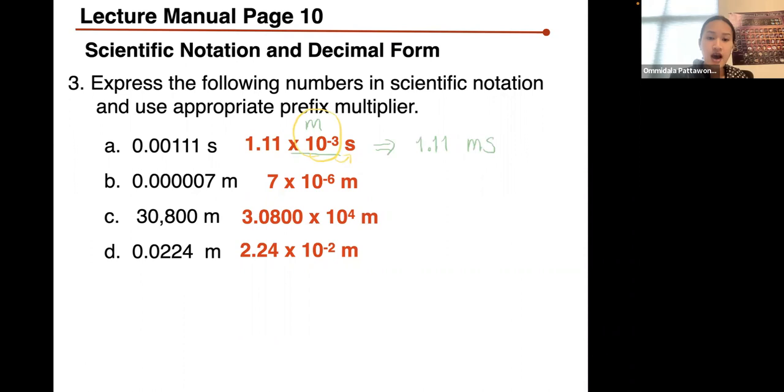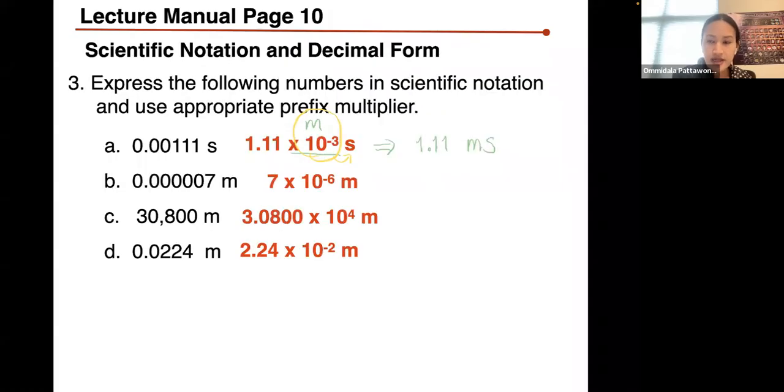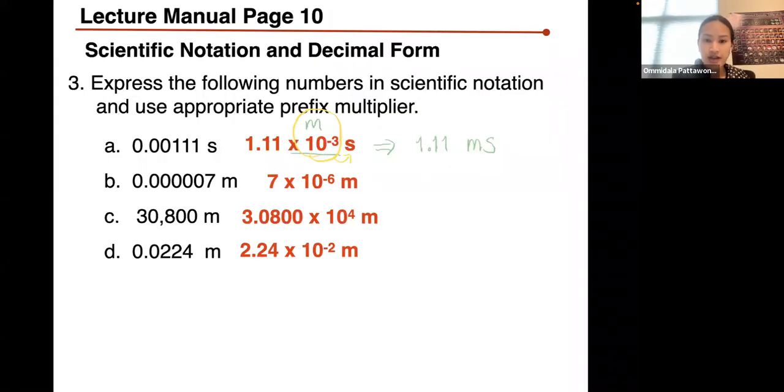Now I want you to go ahead and look up the prefix multiplier again, on page 9, and tell me what is negative 6. If you look at this, 10 to the negative 6 is micro. So in this case, I'm going to change the number. This is micro, so it's going to be reported as 7. And 10 to the negative 6 is micro, so it would be micrometer. So you omit that now because it's already replaced by micro, the Greek letter.